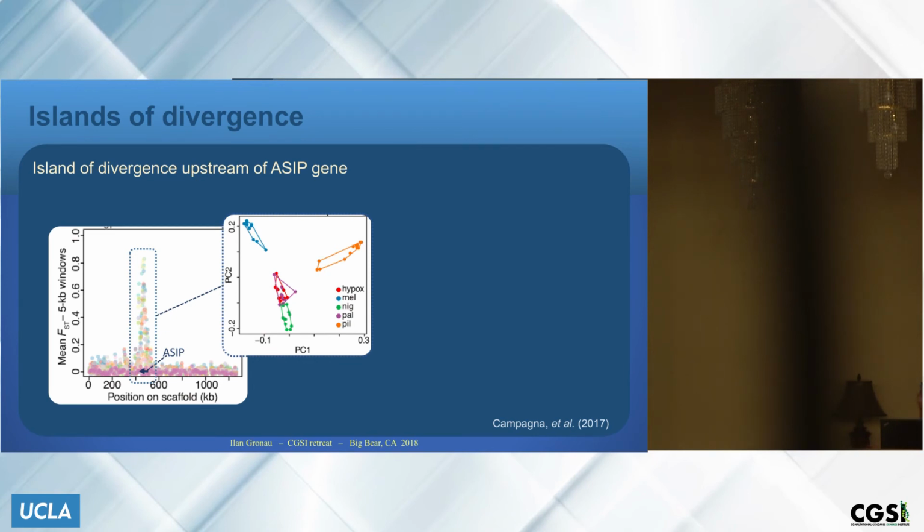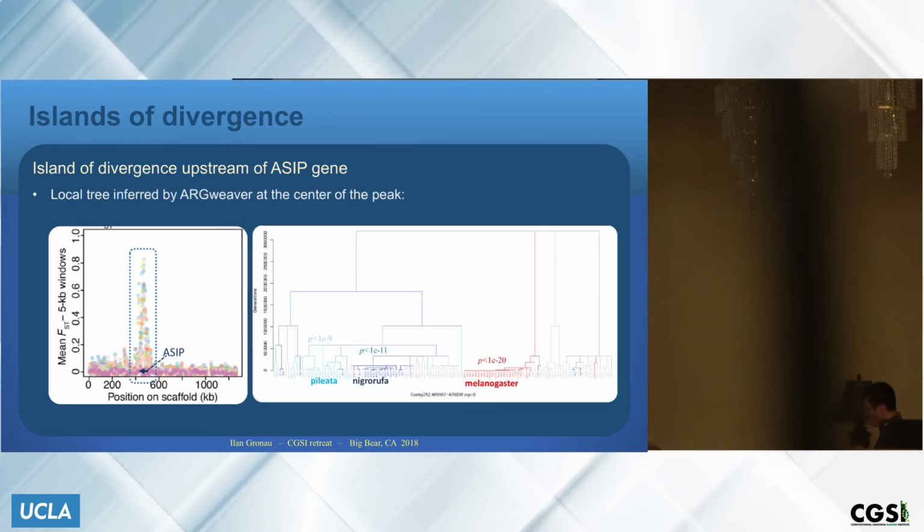So what we're doing now is we've run ARGweaver on this data, and we're trying to look at the ARG and extract useful statistics. The only thing I can show you is just a picture of the local tree around this, just to give you the idea that the ARG contains a lot of very useful information about what's going on here. So here you see these 3 populations that correspond to the 3 clusters we saw before.